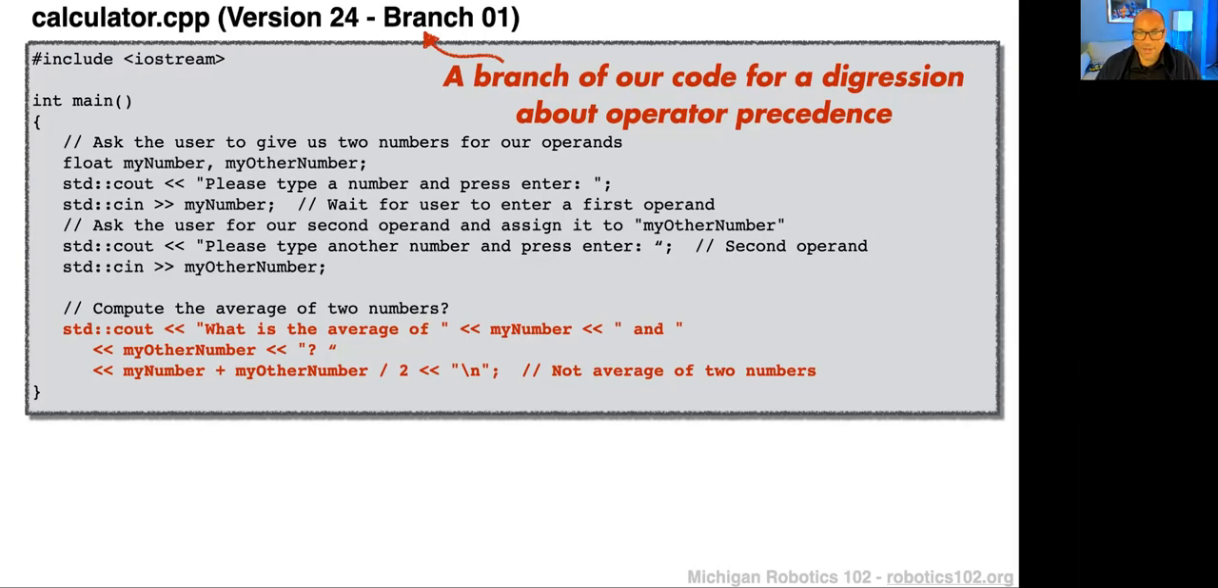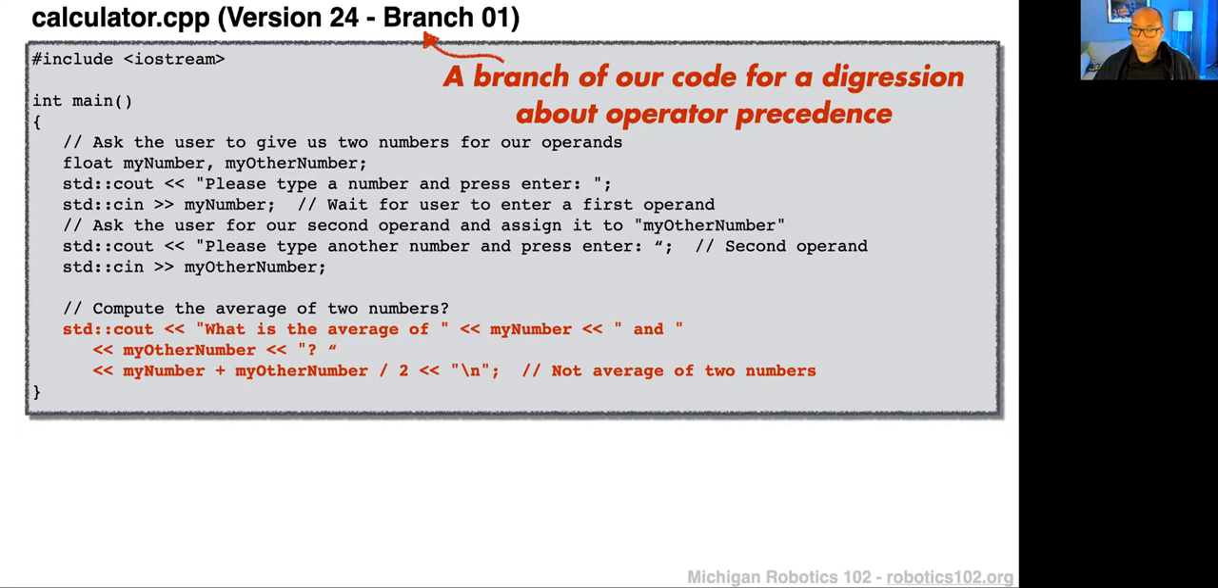So for this digression, if I run this code here, what will be the result? I'm going to take the two numbers that we had from our calculator. So let me just annotate on top of that. I've got my number and I have my other number, and I want to take the average of those. So if I want to take the average, I'm going to add them together and divide by 2. That seems like a reasonable thing to do, right? That's one way for me to take an average.